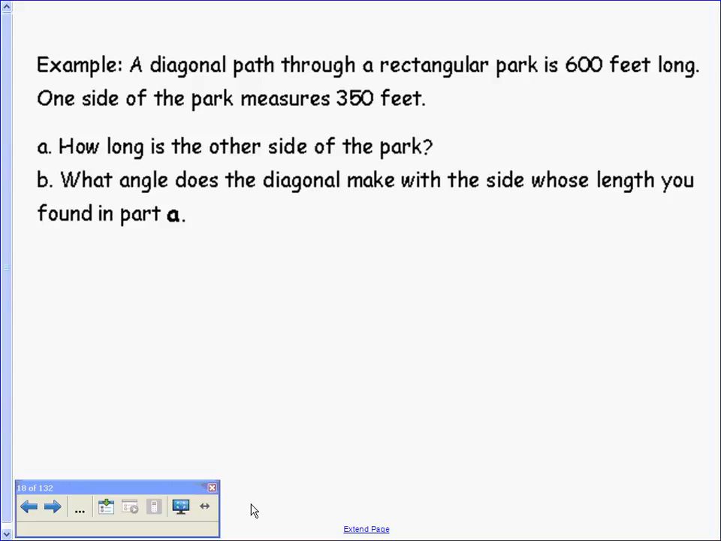Okay, so let's start out by just sketching what we have going on here. So here's the diagonal, and that's going to be 600. This is our 350, and this is x. All right, so what we're going to do is find the value of x first. That's the length of the other side. How long is the other side? And that's going to be our x value.